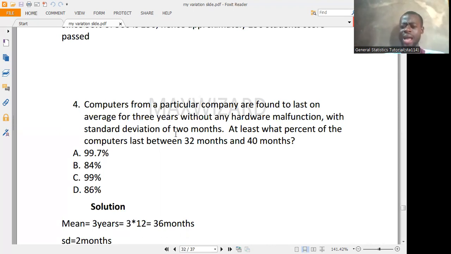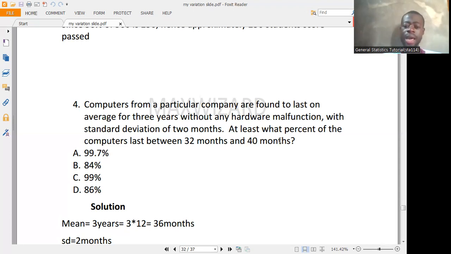The question asks us, at least what percentage of computers last between 32 and 40? So this is very easy. Just check what the mean is here. The mean here says 3 years. You have to be very careful in writing a question like this. And you are given the standard deviation to be 2 months. In fact, if you look at the question given, it is in form of months.